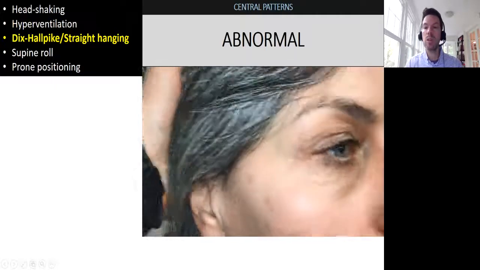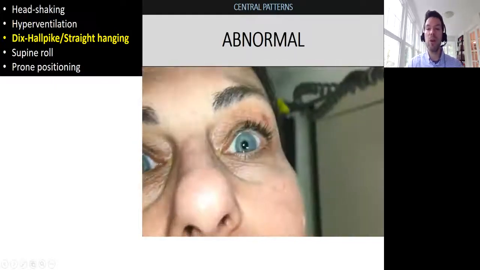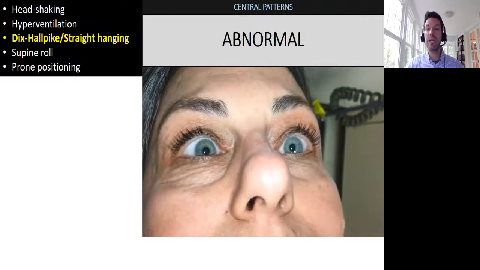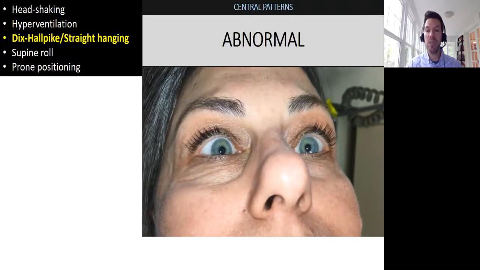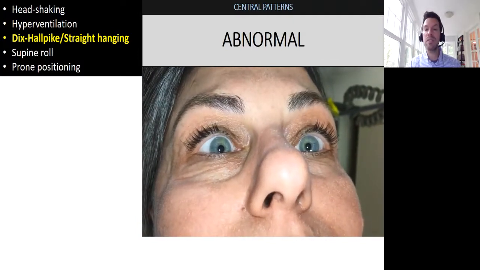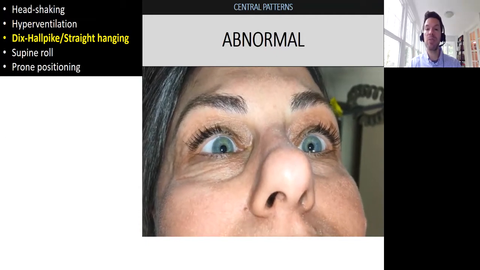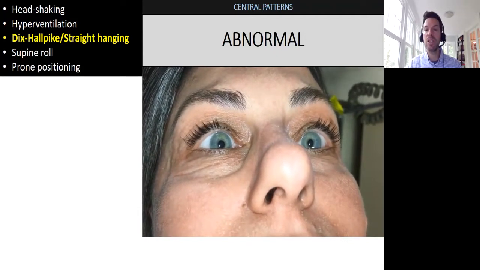This patient, regardless of whether I performed a right Dix-Hallpike or left Dix-Hallpike or went straight back, as I did in this situation, there's no latency. This pure downbeat nystagmus doesn't fatigue. It just stays for as long as she's in this position.